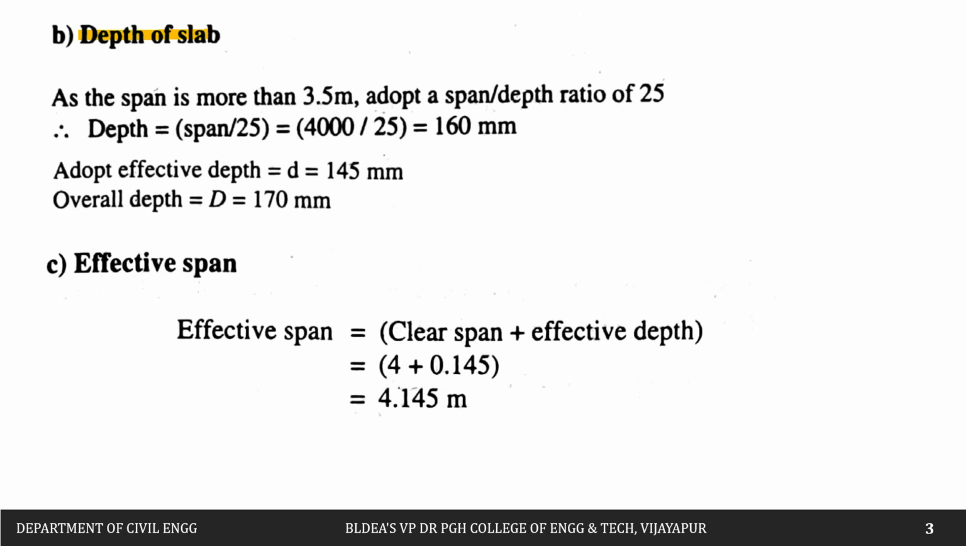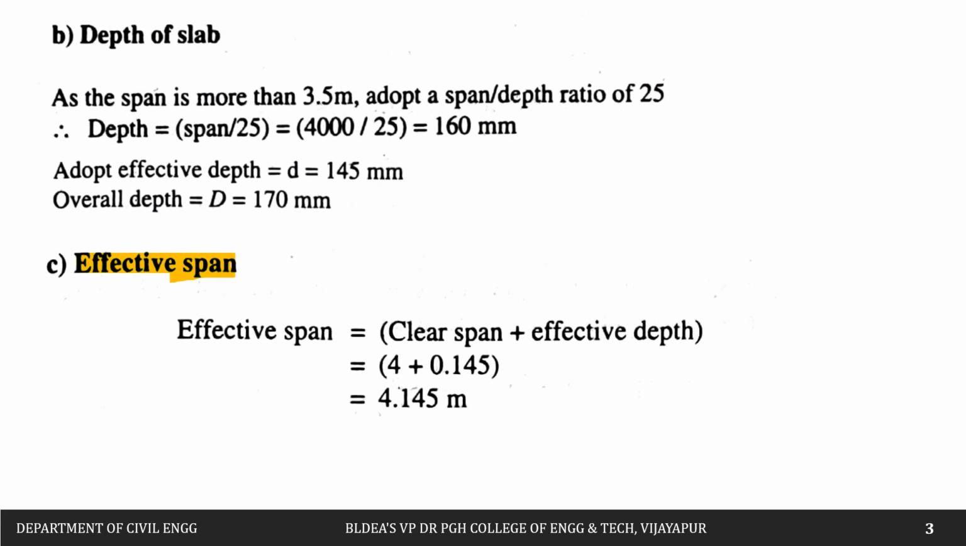Then next let us try to calculate the depth of the slab. If you see, the span is more than 3.5 meters, so let us assume the L by D ratio, that is span to depth ratio, as 25. Therefore depth will be equal to span divided by 25. So 4000 divided by 25 gives 160 mm. So let us adopt an effective depth of 145 mm and overall depth of 170 mm.